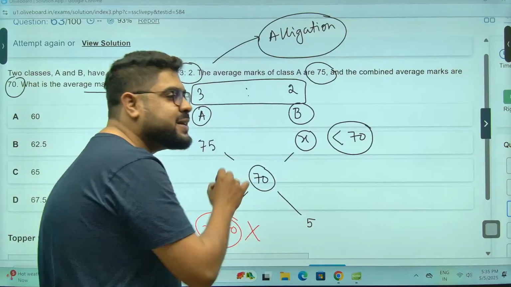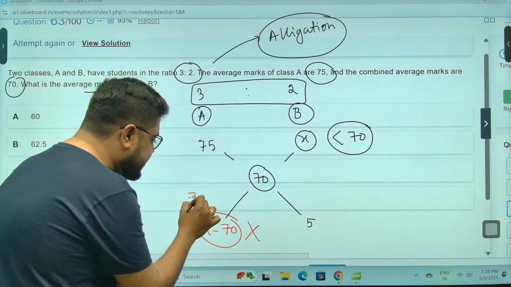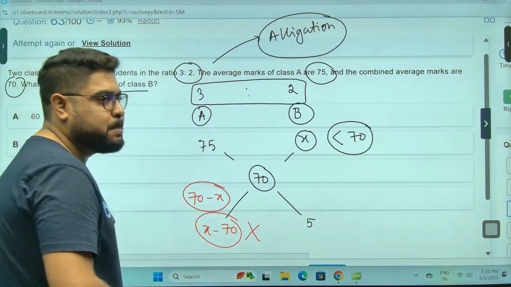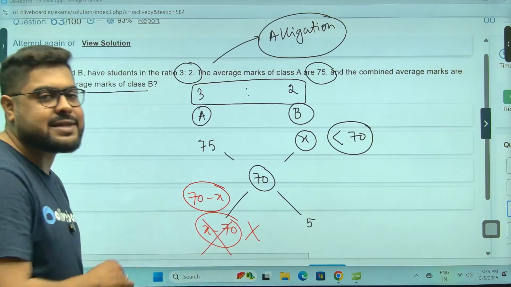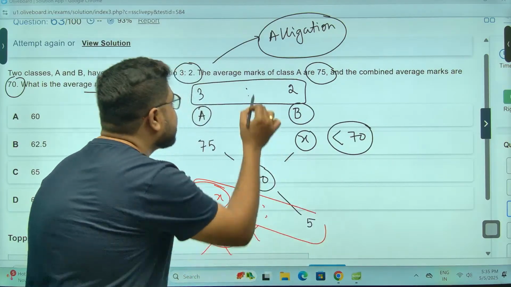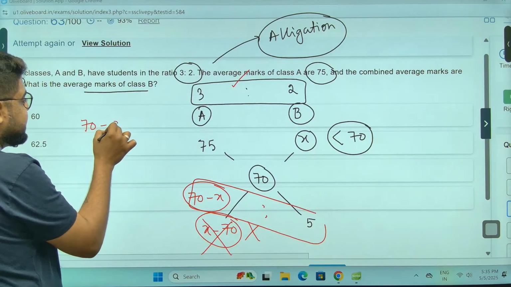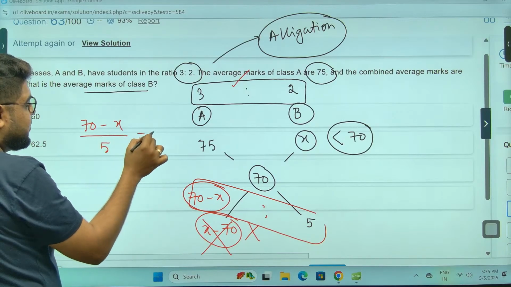Because who is bigger, sir? Who is bigger, 70 or X? X is less than 70. You should write 70 minus X. Not this one, please, everybody understand. So this is the ratio. Now this ratio is equal to this ratio. So just put it down, sir. 70 minus X by 5 is equal to 3 by 2.